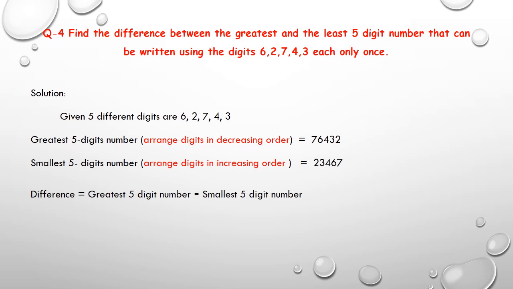So, the difference of 76,432 and 23,467 will be 52,965, which will be our final answer.